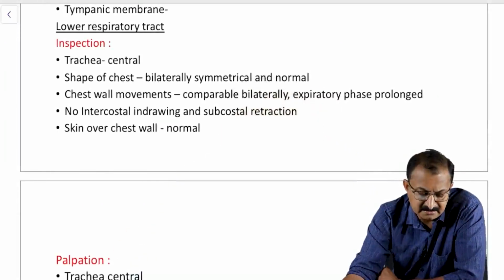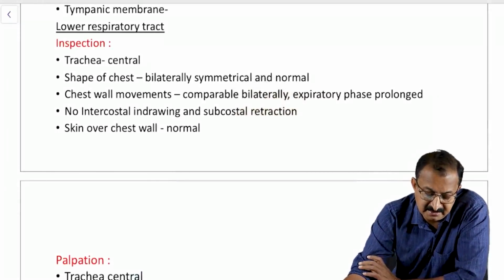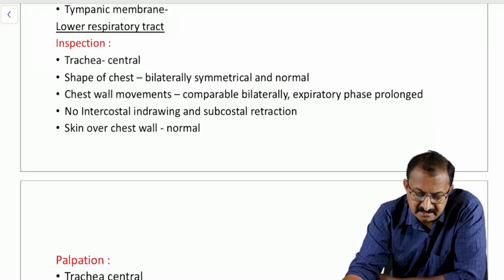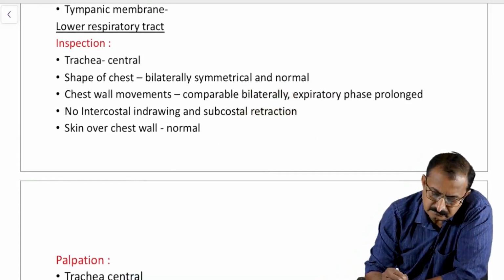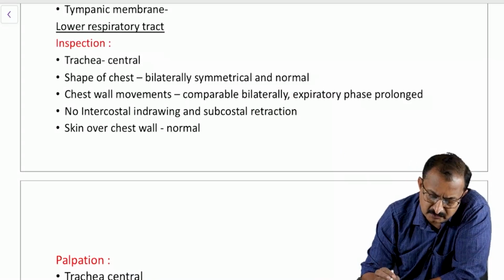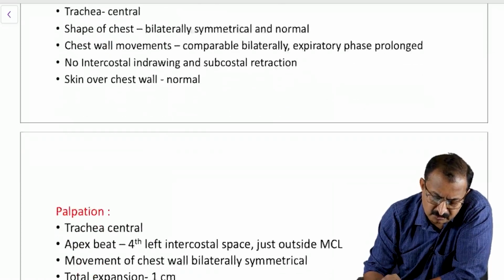For the lower respiratory tract, the trachea is central. Shape of the chest is bilaterally symmetrical and normal. Chest wall movements comparable bilaterally. Expiratory phase is prolonged, so you have to observe the baby for some time, how the baby is breathing. In bronchial asthma and bronchiolitis, the baby will take more time to breathe out and will have difficulty during the expiratory phase. No intercostal indrawing or subcostal retraction. Skin over the chest wall is normal.